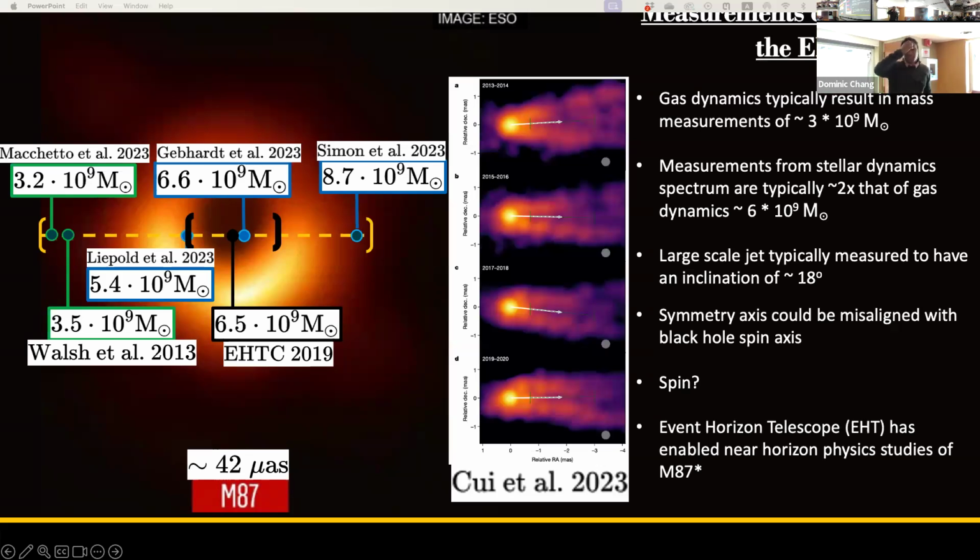More recent measurements of M87, things like observations of the large-scale jet over long periods of time, seem to indicate that the jet could be precessing, and this could be an indication that the spin axis of M87 is possibly misaligned with the large-scale jet axis. So given that we have access to this near-horizon physics, can we measure these parameters? Can we find out information about the black hole parameters that may or may not be consistent with the large-scale information that we're getting from the jet?